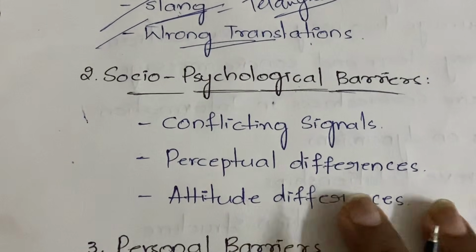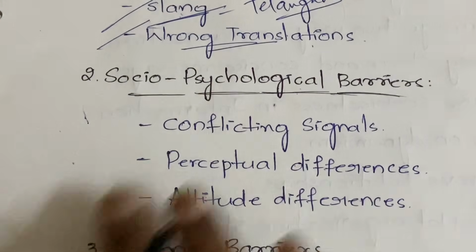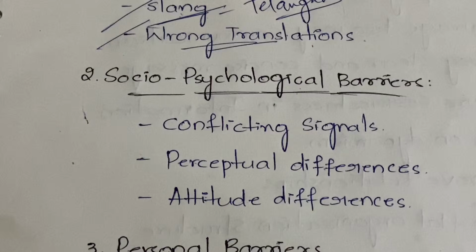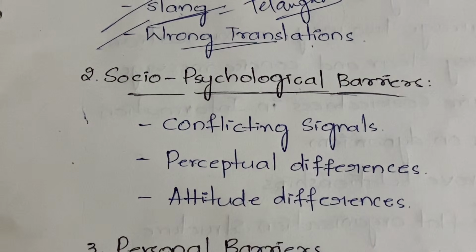Next is socio-psychological barriers. These arise because of the social and mental status of the person. The first one is conflicting signals. In conflicting signals, you know what is verbal and non-verbal. In the previous video I explained verbal and non-verbal communication. Verbal means with words, and non-verbal means just with symbols, right?